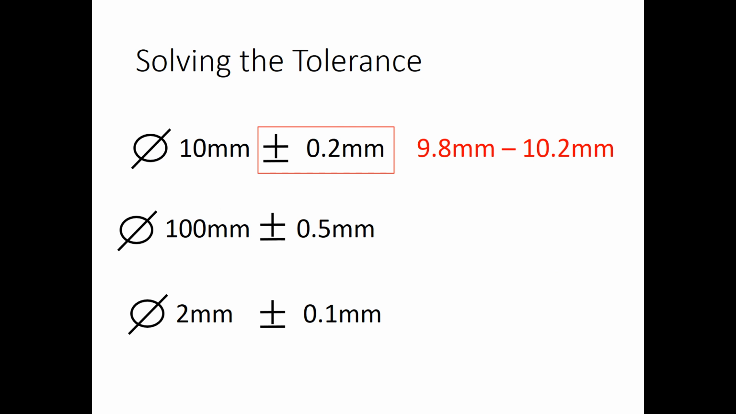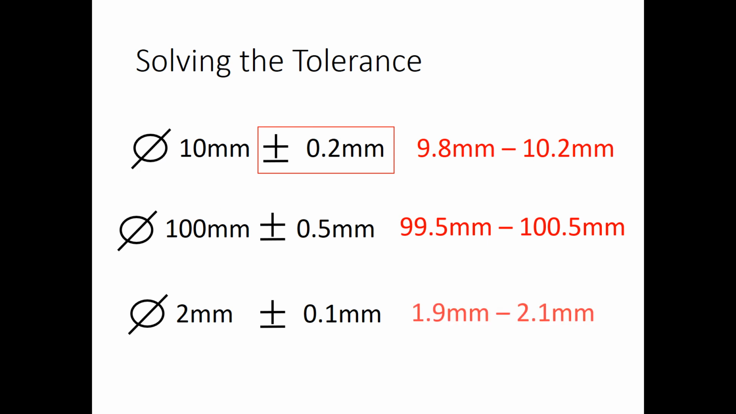Solving some tolerances then. So 10mm, we've got a plus and a minus tolerance of 0.2. That makes it 9.8 to 10.2. What do you think the next one will be? So the next one, with 0.5mm, 99.5 to 100.5. Then we've got 0.1mm on 2mm, so it's got to be 1.9 to 2.1mm.